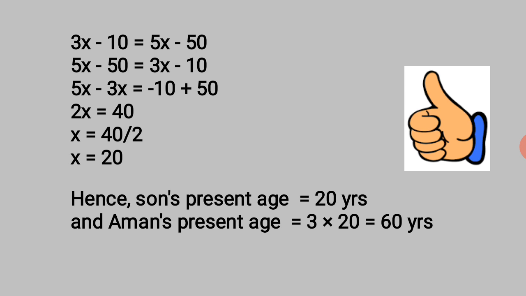When you solve it, you take all the terms having the variables on one side and the constants on the other side. This is how you proceed, and finally you get x equal to 20. That means the son's present age is 20 years. And what about Aman's present age? Yes, it is 3 times, so 3 into 20 gives you 60 years. That is how we'll stop here.